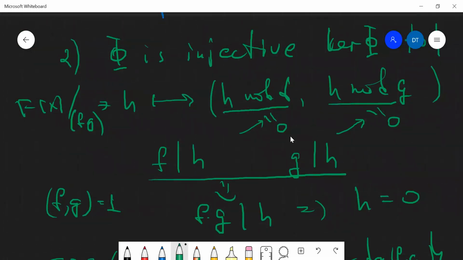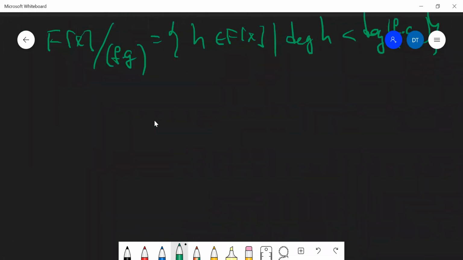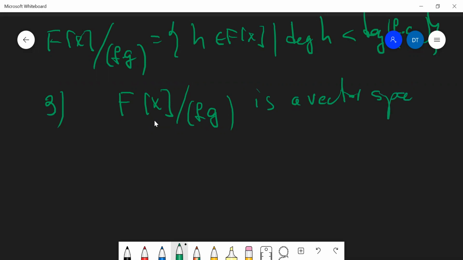So now this explains why the map phi is injective. Now I want to show why it's surjective. And here I will use some linear algebra. Let's see that this space is a vector space over F. And actually, it has a basis.